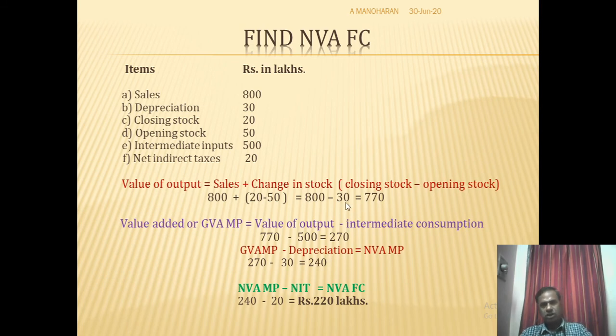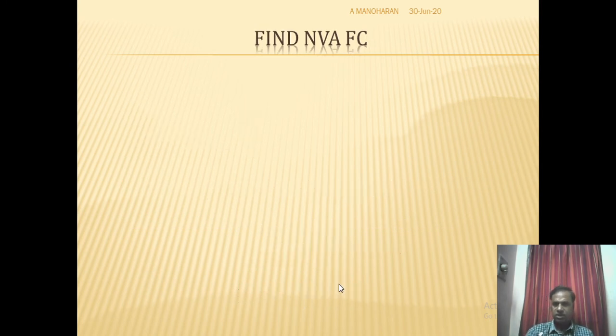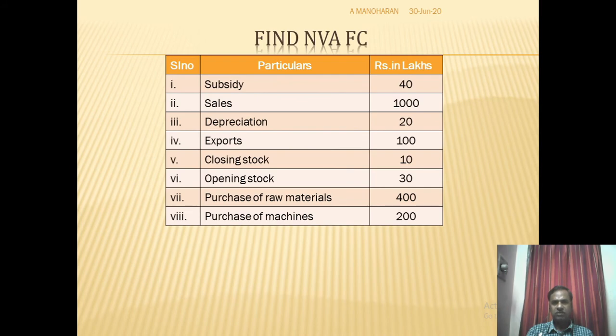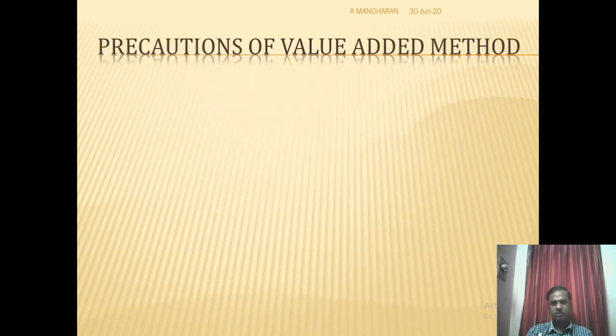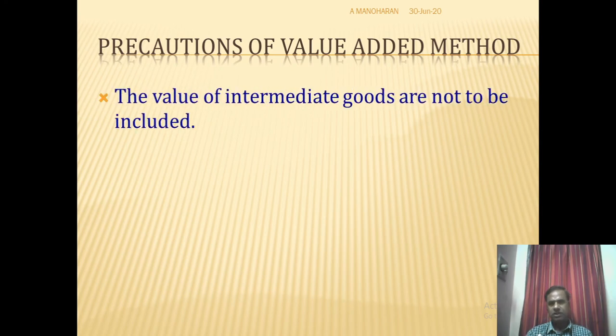So, once you have understood correctly, you can write: value of output, which is sales plus change in stock, minus intermediate consumption, minus depreciation, minus net indirect taxes. Right? So this question is given for you to practice. The answer is also given. Practice it. Then, lastly, we are going to study the precautions of the value added method.